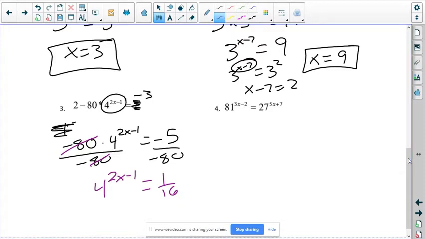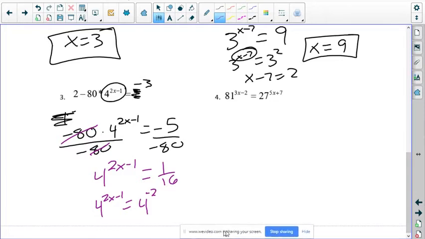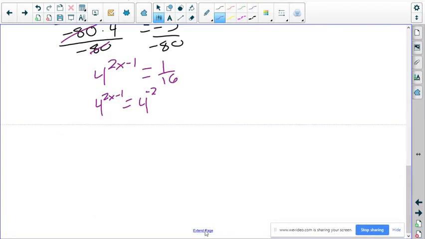Now, 1/16 is a power of 4, and because it's possible to get the bases the same, we can get 4 to the 2x minus 1 equals 4 to the something. Well, 1/16 is 4 to the -2nd, because 4 squared is 16. We do a negative power, puts it into the denominator. And here then we'd have that 2x minus 1 equals -2. And we're in a position that we can go ahead and solve. So we had 2x equals -1, x equals -1/2.